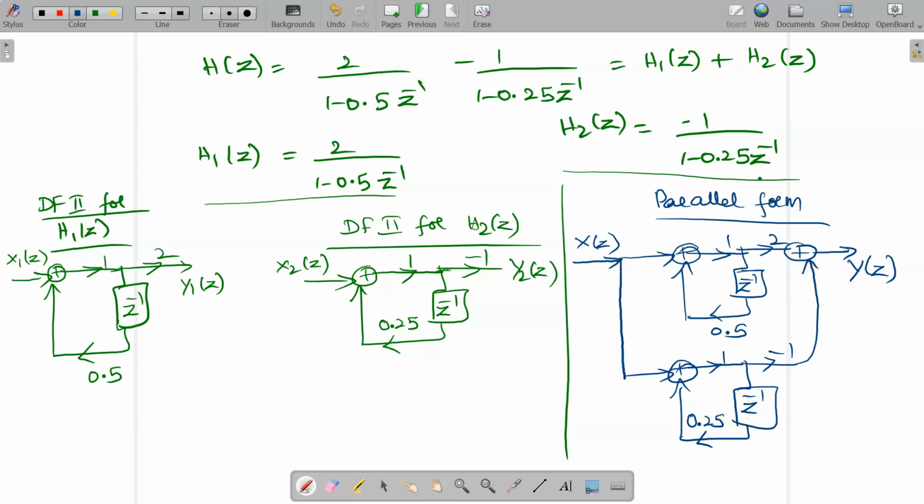Series means in cascade manner you have to connect. Parallel means one below another, the transfer functions you draw and connect in a parallel manner. Connect all your inputs and put it as x of z. While drawing the output lines, we have to use the adder, and then give the output line y of z. Okay. Thank you. Thanks for watching.